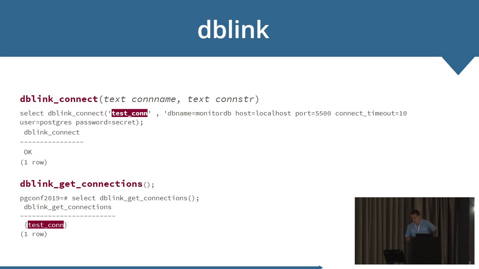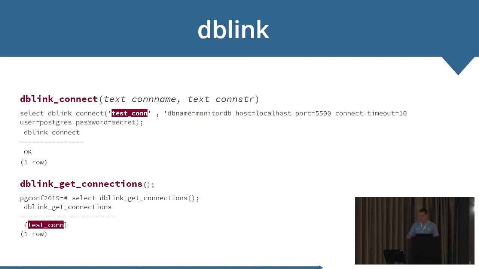To establish a connection from an existing database, you would use dblink_connect. The connection string is used by the libpq client library, and it's basically the same as when you connect with psql with a dash, username and DB name. So you would use dblink_connect and give your connection a name. Here we gave it the name test connection, then the DB name, your host name, port, a connection timeout, your user, and your password. If that is successful, it will return an OK for you.